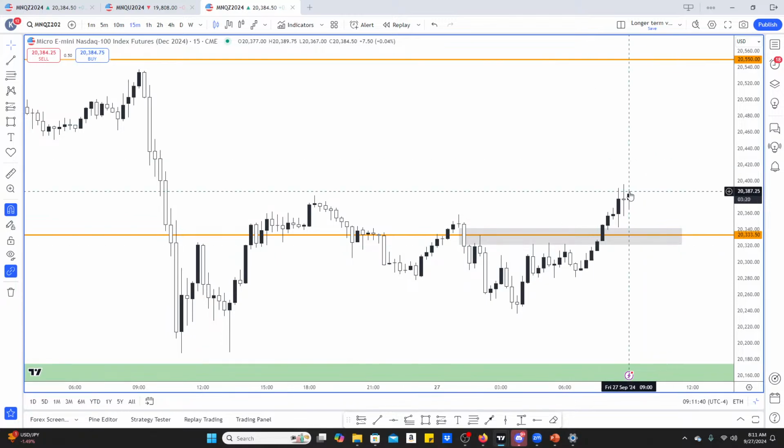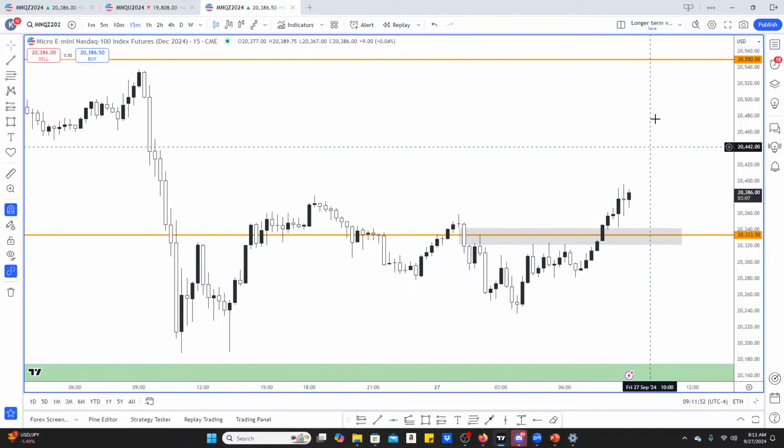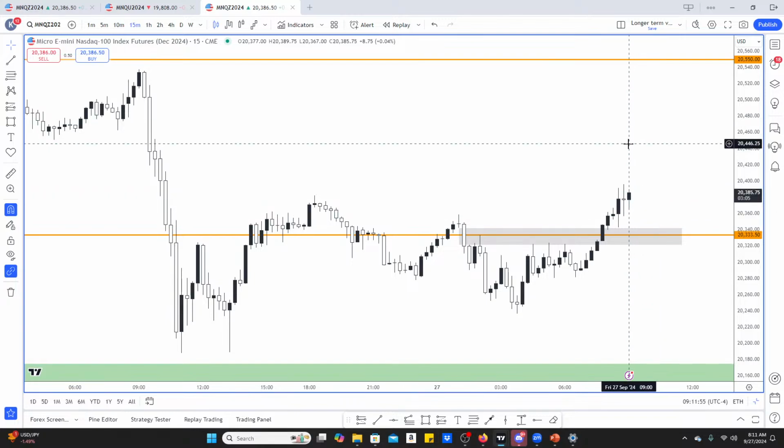I'm not just going to buy this already all the way up here. I like to buy in the pullback. If I'm going to buy at all, I want to see some type of pullback, some type of drop a little before going higher. So I'm not just going to buy.